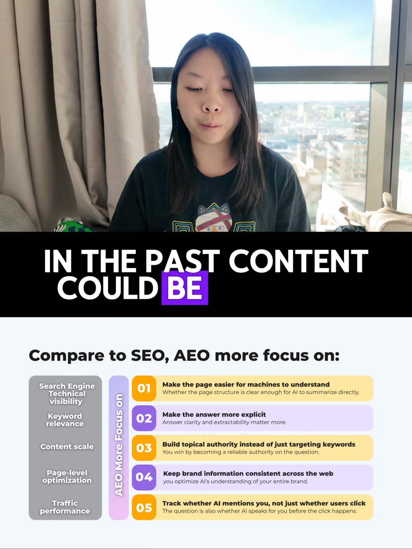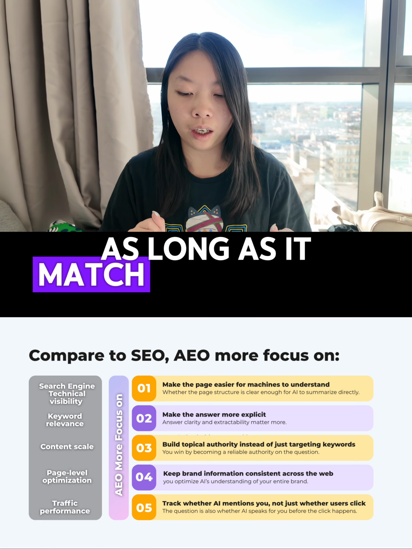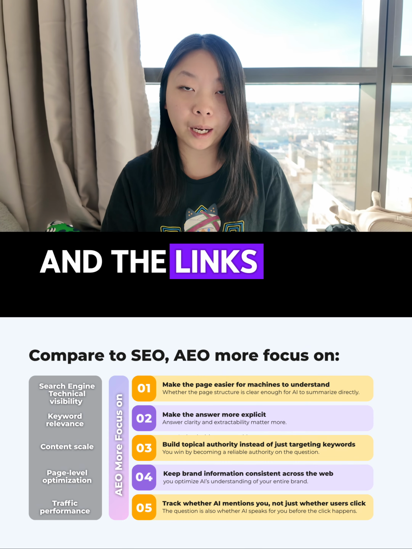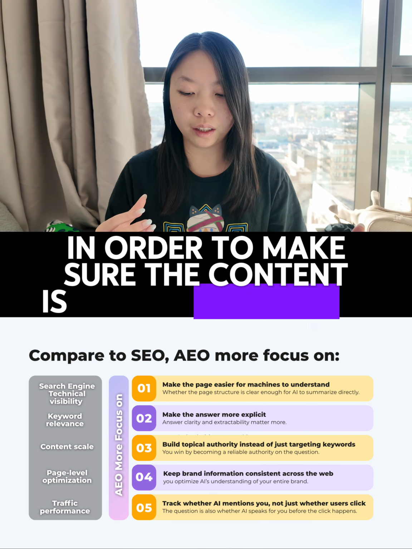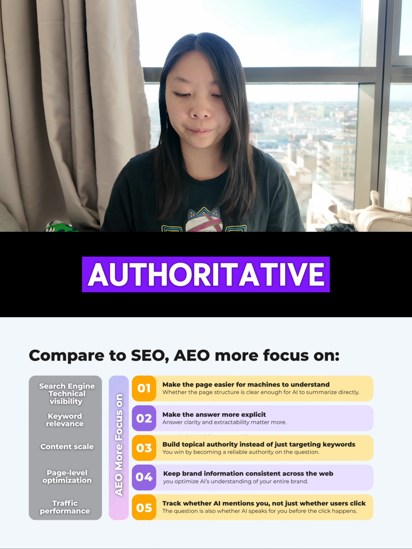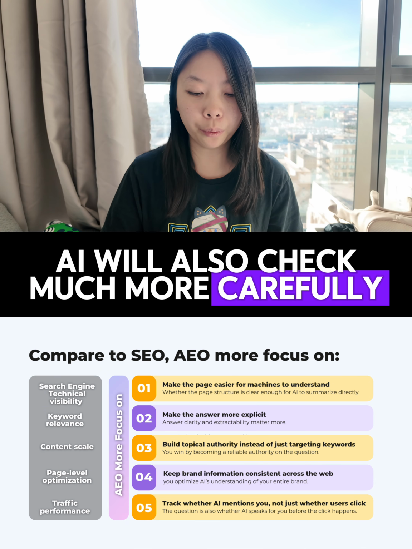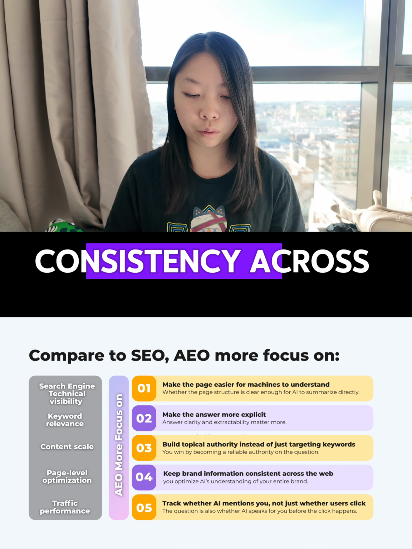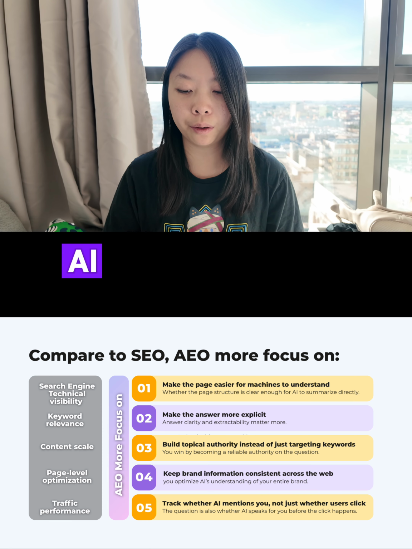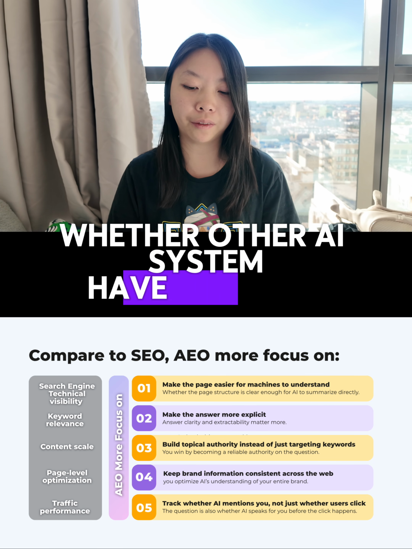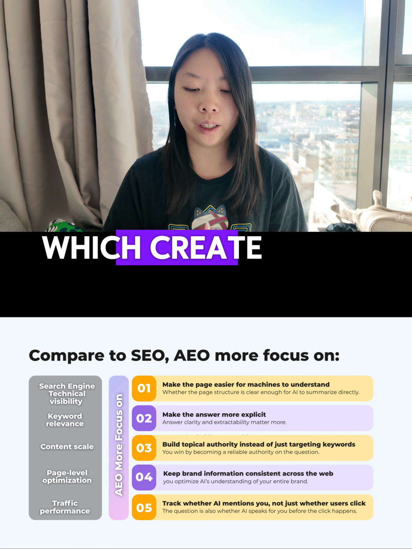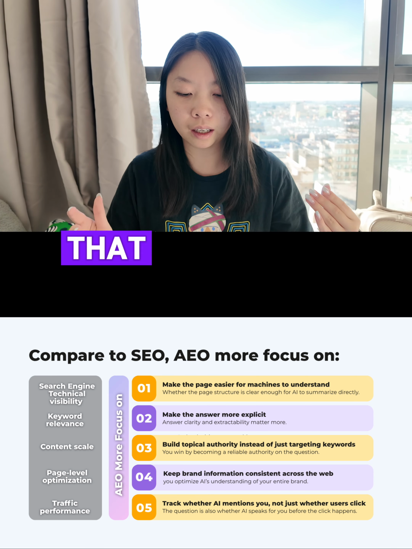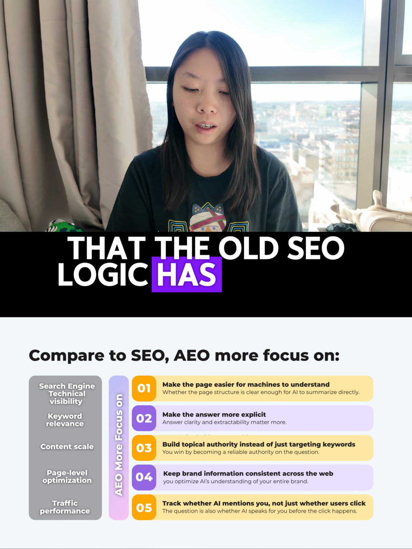In the past, content could be pulled in as long as it matched the relevant keywords, but now AI also compares the authority of the source and the links behind that content in order to make sure the content is trustworthy and authoritative. AI will also check much more carefully whether the information is consistent across the web. So consistency across the whole internet becomes very important. AI also actively checks whether other AI systems have cited the answer before, which creates a kind of cross verification process. But this doesn't mean that the old SEO logic has become useless.